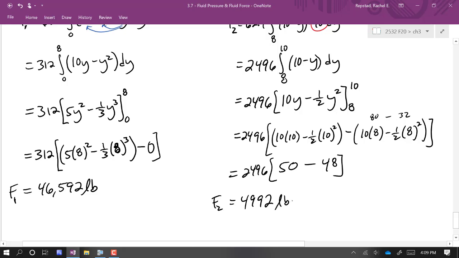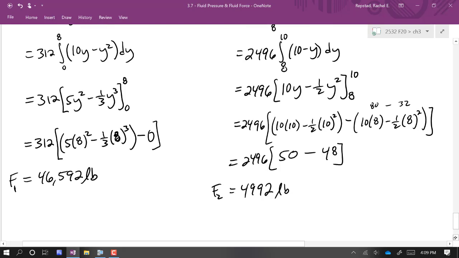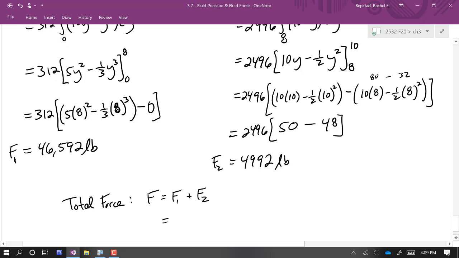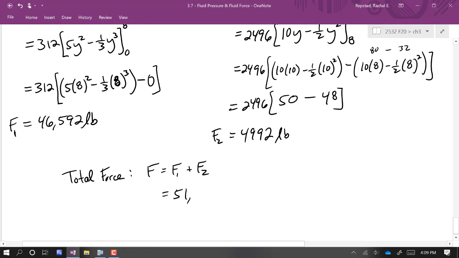pounds. So that's the total force for the top region, and we have already found the total force for the bottom region. Now there's one thing left to do, which is to put them together. When you add them up, you'll get 51,584 pounds of force.